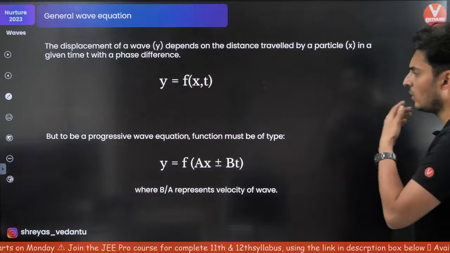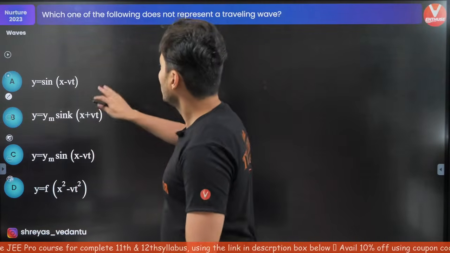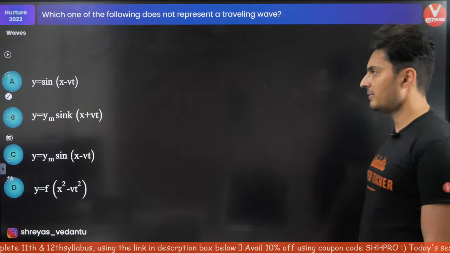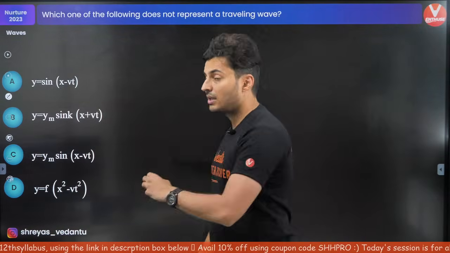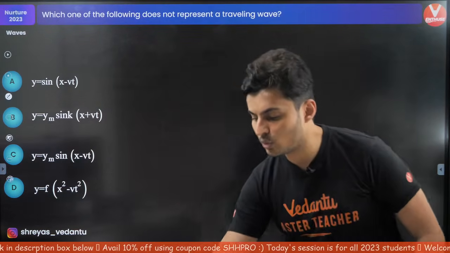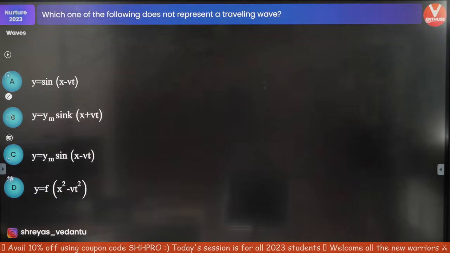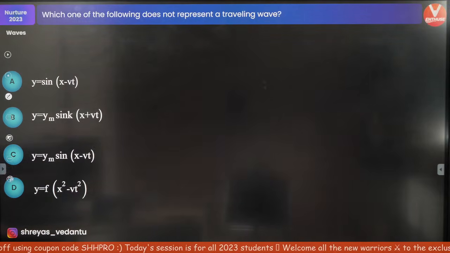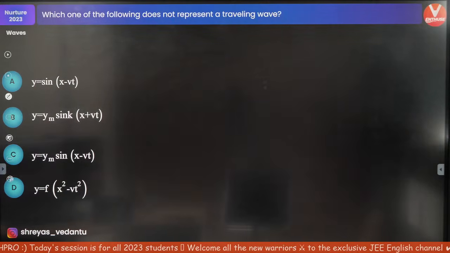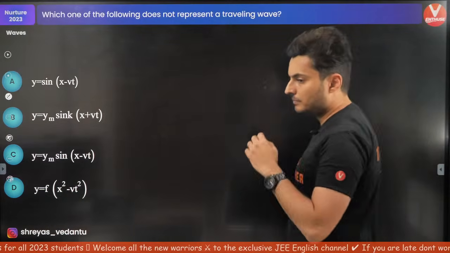I have put it up for you in the printed form as well. Let's solve a question. Which one of the following does not represent a traveling wave? Out of these functions, one of them does not represent a traveling wave. Think which one it is. Figure this out. Come on, my warriors, think about it.